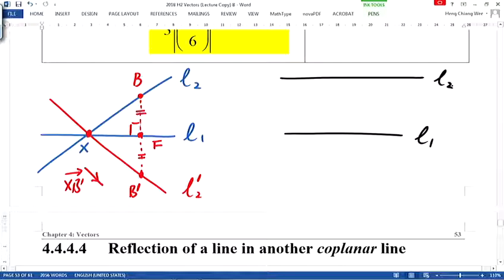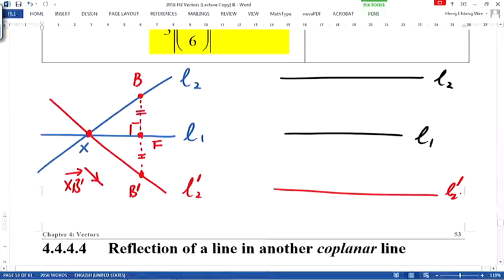This is another case. L1 and L2 are just parallel. It's also possible, right? L1 and L2 are parallel. They are also lying on the same plane. So how do I get the reflected line L2 prime in L1?